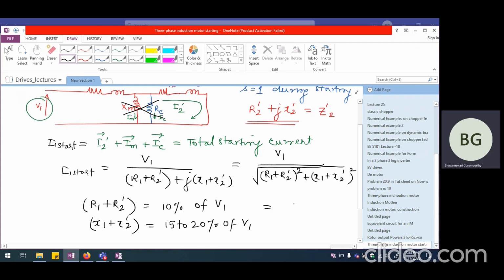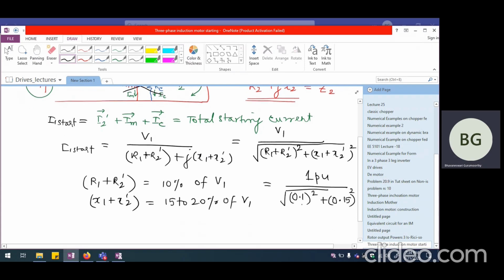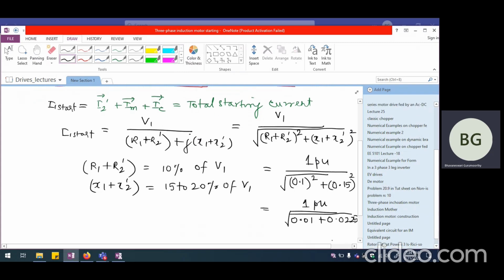So what we are going to have is something like this. 1 per unit of voltage is being applied. If I say this is going to be 0.1 whole square, and this is going to be about, let us say, 0.15 whole square, and square root of this. This is what we are going to have as the current being drawn. So this will be approximately 1 per unit divided by the square root of 0.01 plus 0.0225. It will be a very, very large current. I may get something like 8 or 10, something like that.